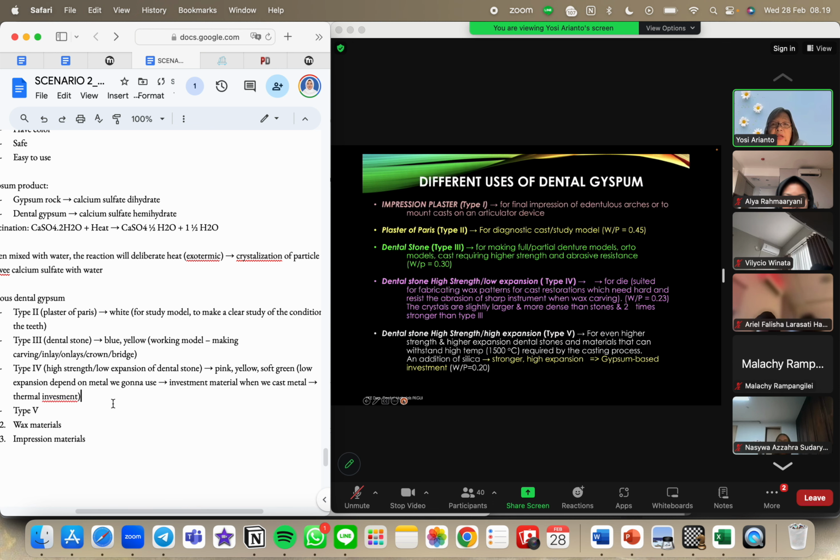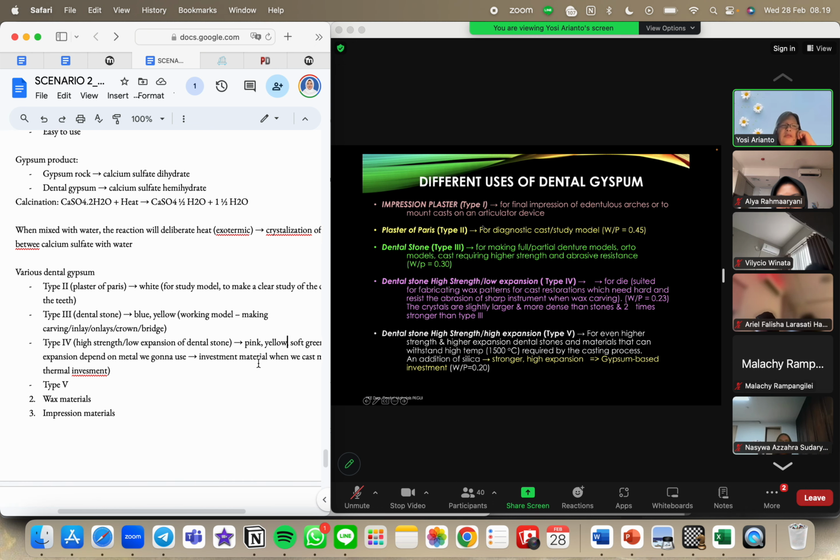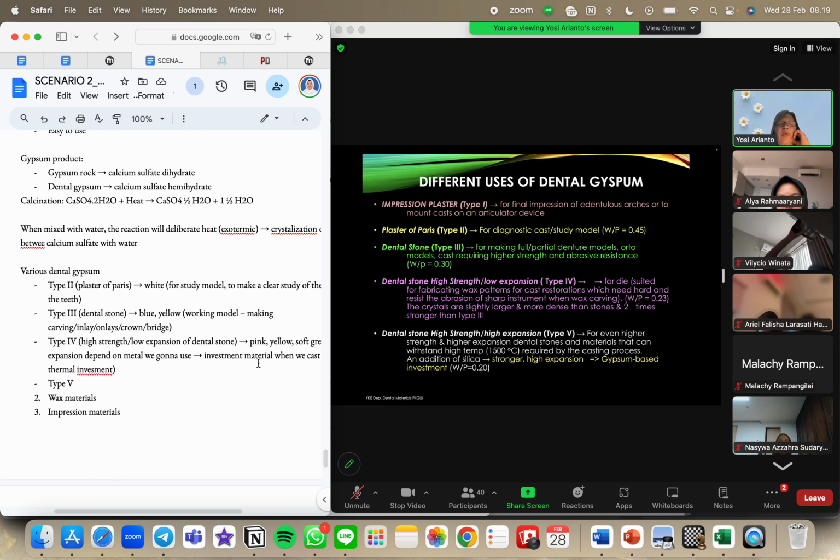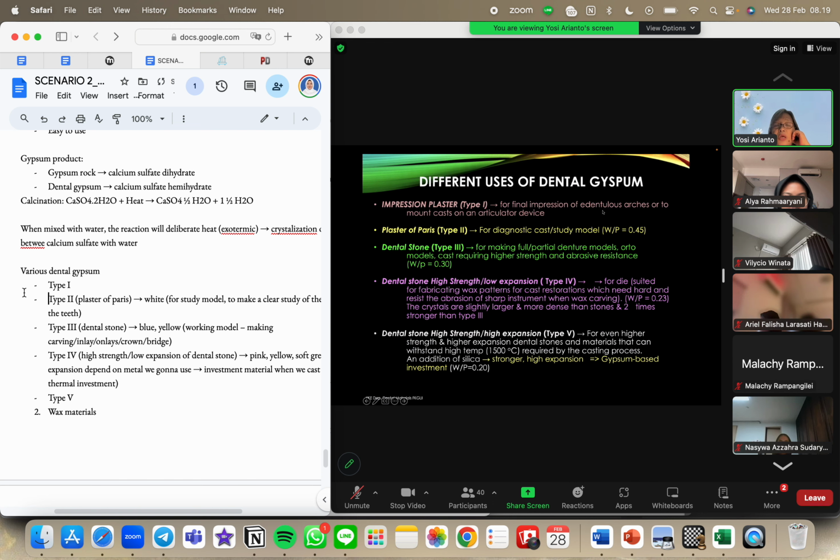Different uses of dental gypsum. I think I already explained to you. Okay. This is impression plaster type 1. This is usually not used. We don't use this one again because now we have impression materials, especially for edentulous arches, with the elastic impression material, it's easier to use than this impression plaster.